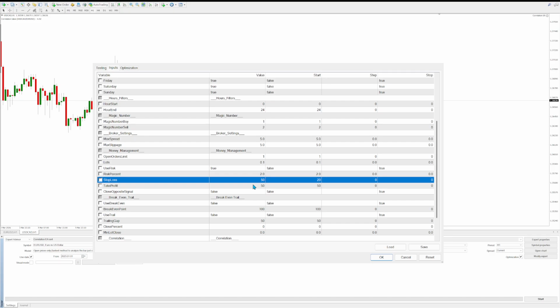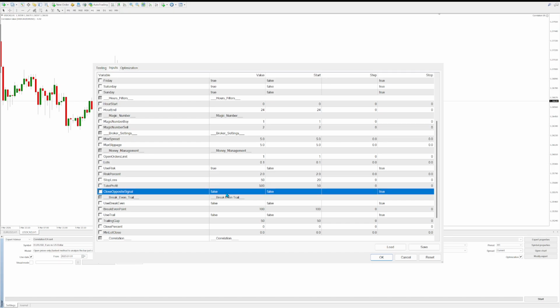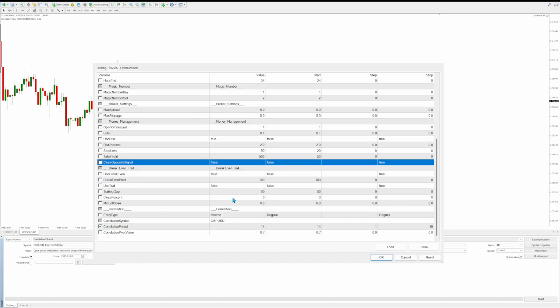Take profit: I would personally leave this on 0 simply because I'm going to take what the market gives me at any time rather than exit prematurely. Or you can always set it to something high just in case something miraculously happens and you want to bank as much profit as possible. Close on opposite signal, self-explanatory. If there's a signal in the opposite direction, you can close an open trade.